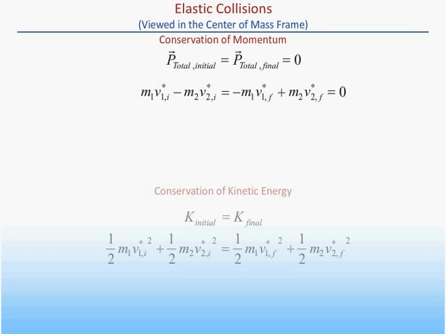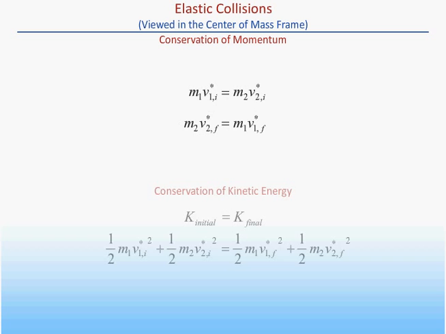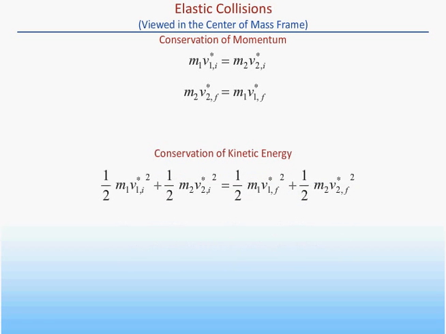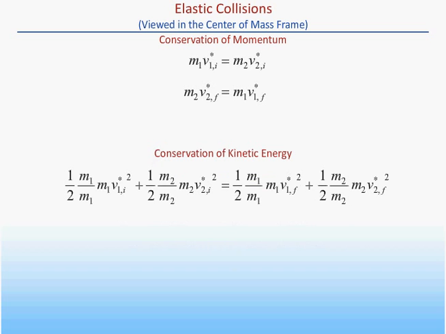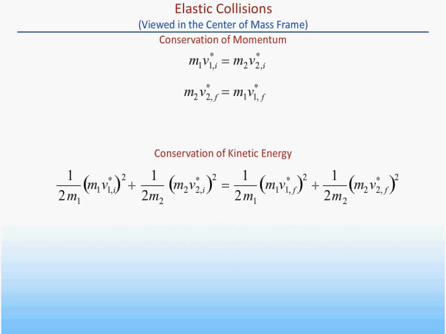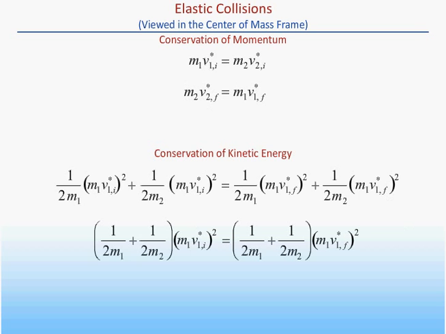Consequently, the single momentum conservation equation has become two equations, one for the initial state and one for the final state. To see how this constraint simplifies the problem, we will multiply and divide each term in the energy equation by the appropriate mass. The result of this operation is that each term now is proportional to the square of an individual momentum. We can now use the momentum equations to write each side of the energy equation in terms of the square of the momentum of just one of the particles.